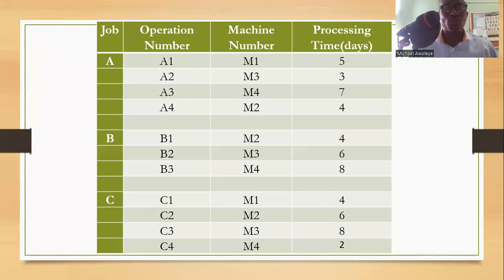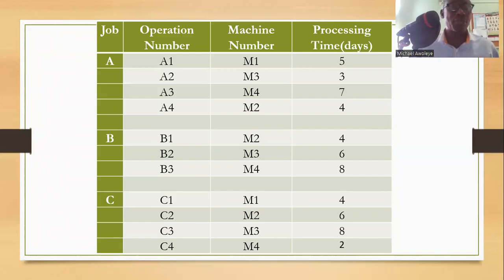If you look at this, we also have the machine number, where the particular machines that should be operating on each of those operations, and the number of days each of the operations must stay on the machines.